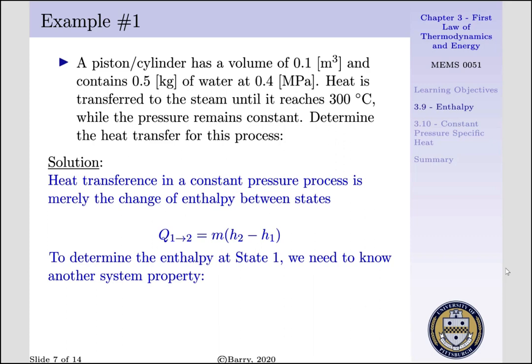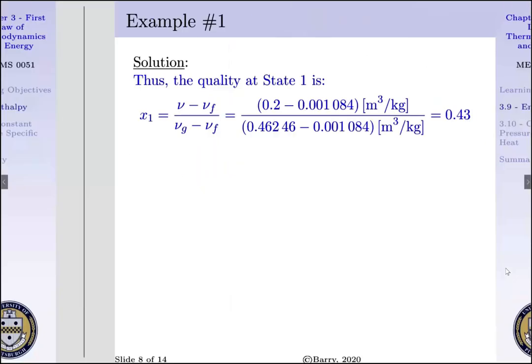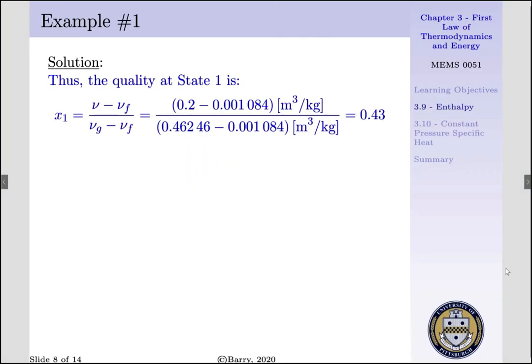And since we are given volume and mass, we can determine our specific volume at state 1. Our specific volume at state 1 is equal to our volume, which is 0.1 cubic meters, per our mass, 0.5 kilograms, or our specific volume is 0.2 meters cubed per kg. Now with our specific volume, we can determine our quality at state 1.